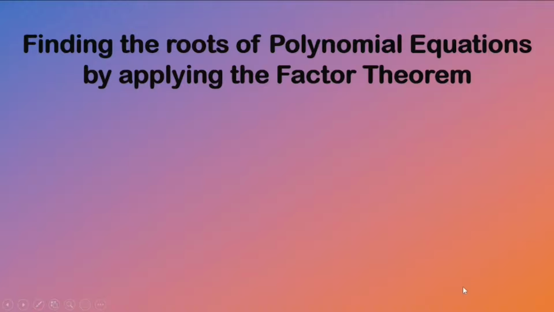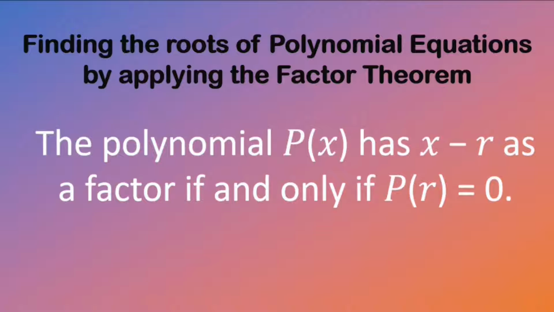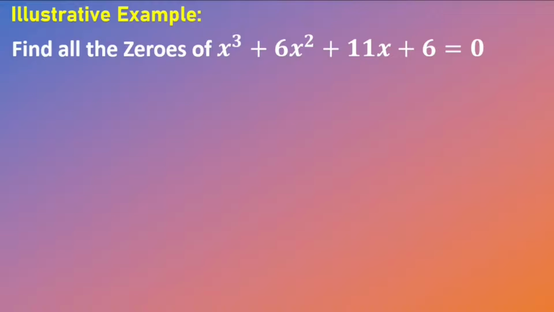How about finding the roots of polynomial equations by applying the factor theorem? The polynomial p of x has x minus r as a factor if and only if p of r is equal to 0. Let's have an example. Find all the zeros of x cubed plus 6x squared plus 11x plus 6 is equal to 0. In finding the roots of this kind of equation, we will use synthetic division.